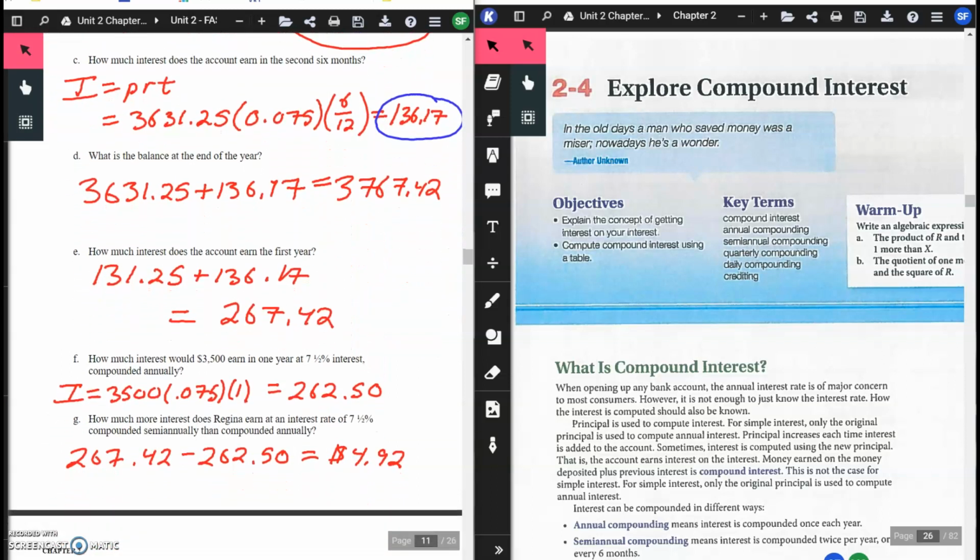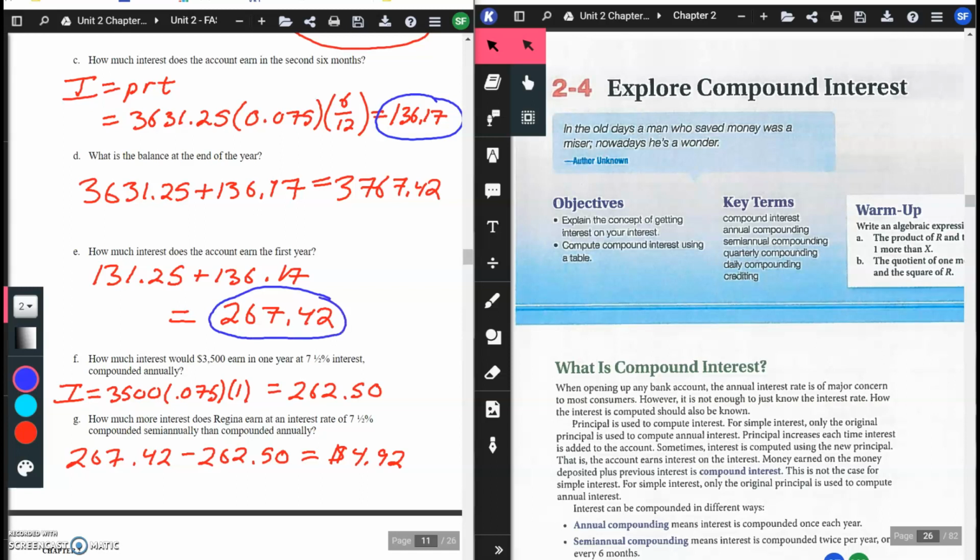How much interest would $3,500 earn in 1 year at 7.5%? So instead of doing it semi-annually, we're going to do it annually. So 3,500 times 0.075 for 7.5% times 1 for T for 1 year. That's $262.50. Well, you will notice now that the difference for G, the difference between those two, you're going to take your $267.42, you're going to subtract your $262.50, which gives you a difference of $4.92. So you'll see that semi-annually you'll get more money than you would annually.